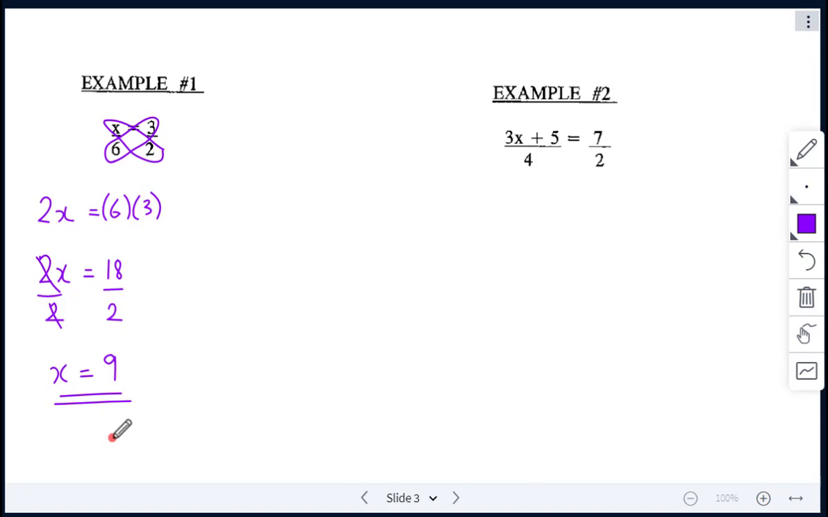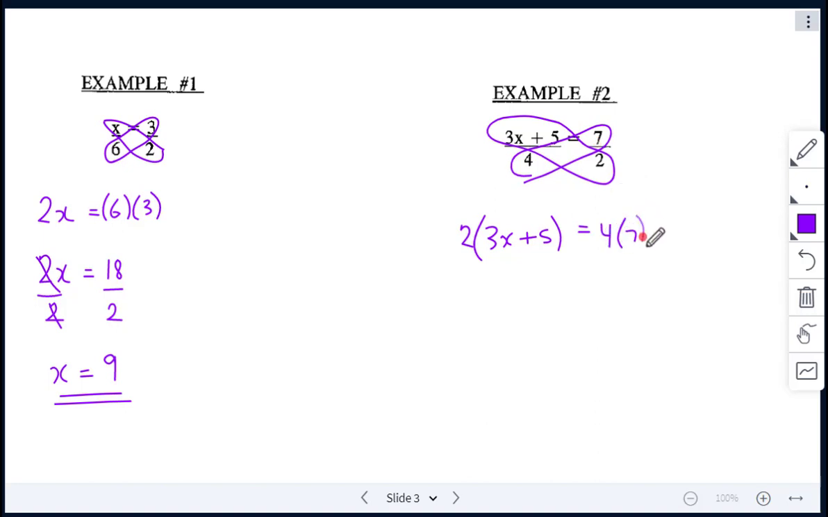Okay, let's try the other example. We have 3x plus 5 over 4, and it equals 7 over 2. So similar method. We're going to multiply this together, and we have to use brackets here because we have a 2 multiplying 3x plus 5. So you have to put that into brackets. And then we have the 4 times the 7 on the other side. 4 times 7, I'm just going to go ahead and write that down as 4 times 7, just so we have that step there.